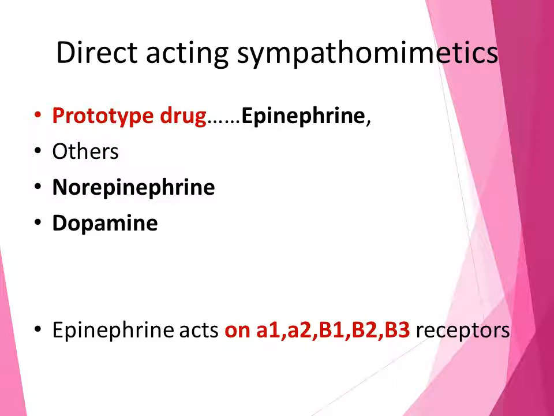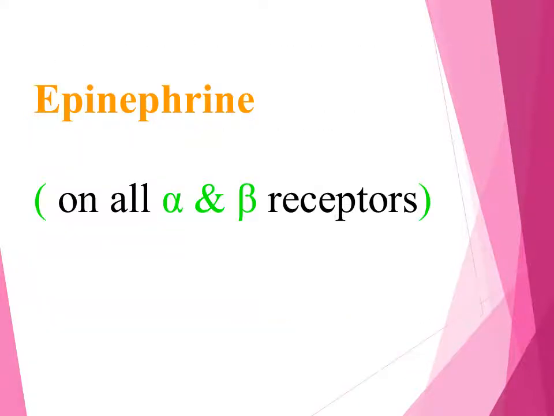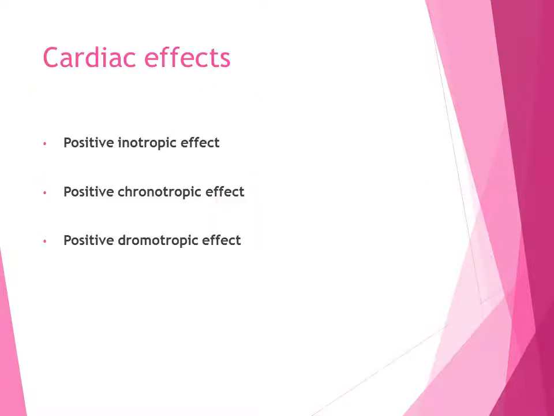Direct acting sympathomimetics. In direct acting sympathomimetics, the prototype drug is epinephrine. Other drugs included in this group are norepinephrine and dopamine. Epinephrine acts on all alpha and beta receptors. Cardiac effects. Epinephrine has a positive inotropic effect, positive chronotropic effect, and positive dromotropic effect on the heart.